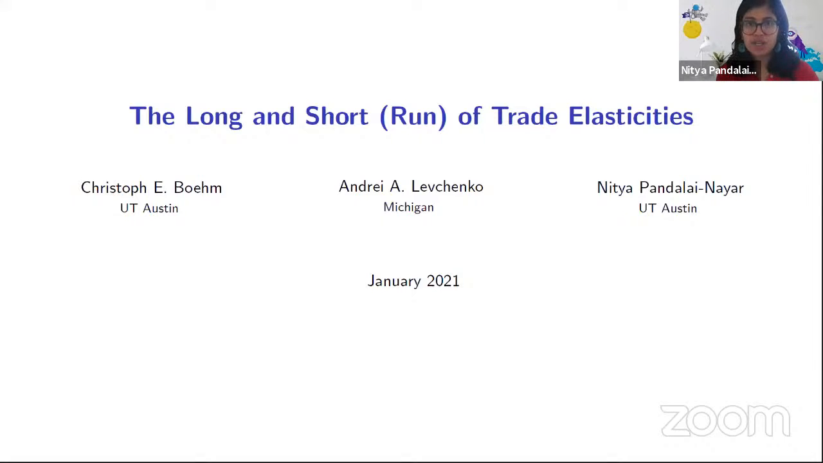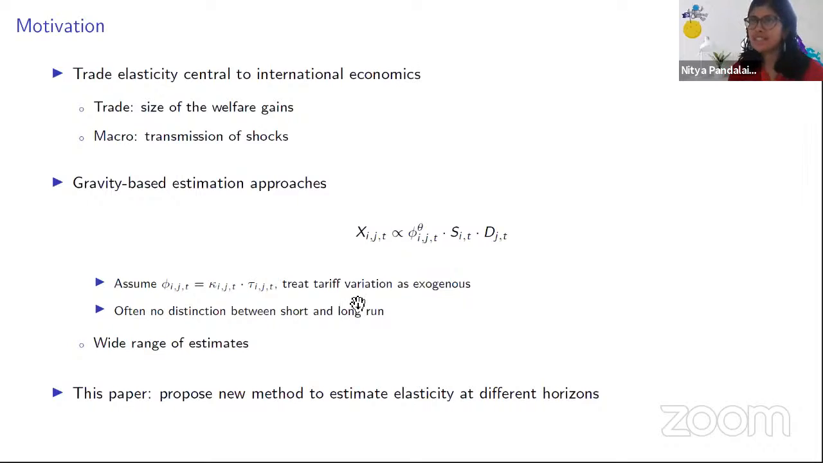So this is joint work with Chris Boehm and Andre, and it's a paper about the trade elasticity. And as such, it doesn't really need very much motivation, because as we all know in this audience, the trade elasticity is perhaps the central parameter in international economics. It matters both in quantitative trade models, where in many of them, it governs the size of the welfare gains from trade, but it also matters in international macro, where it disciplines the transmission of shocks across countries.